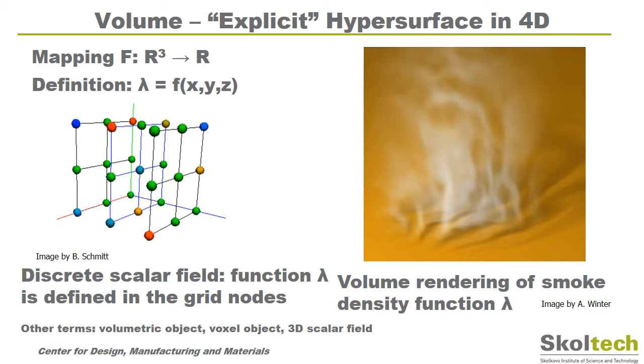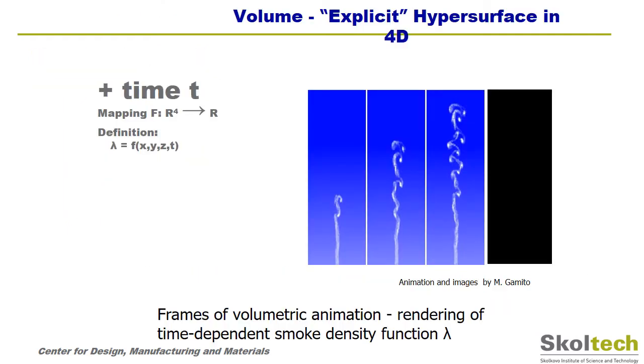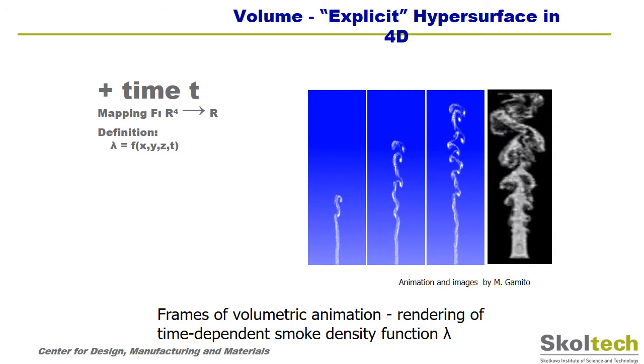You can see an example of rendering such a 3D scalar field in the right image. In this case, the smoke density is the value of the function. Here you can see the frames of volumetric animation. It's rendering of time-dependent smoke density function.